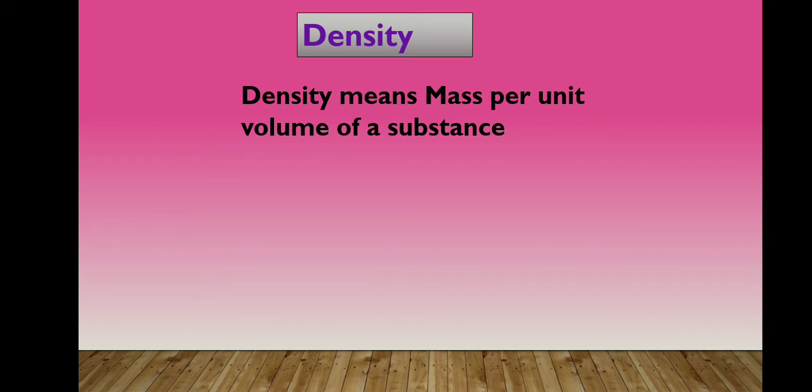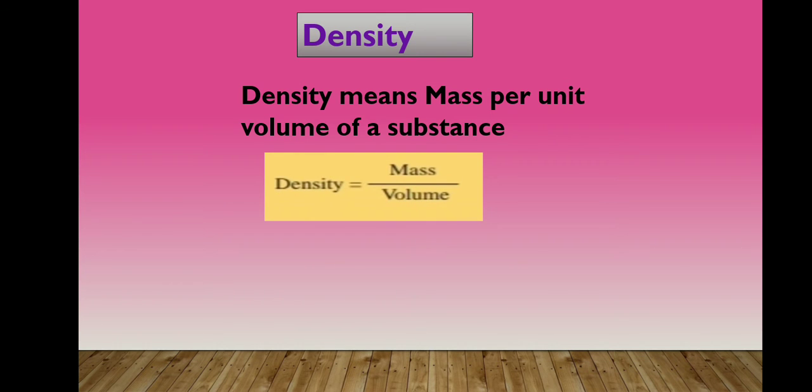You have learnt about density in grade 8 also, so let's revise the definition first. Density means mass per unit volume of a substance. That means 1 meter cube of an object, that's the mass, that's the density. Or 1 centimeter cube of an object, what is the mass? That is the density. So you have a definition like this: mass per unit volume. That's the density.